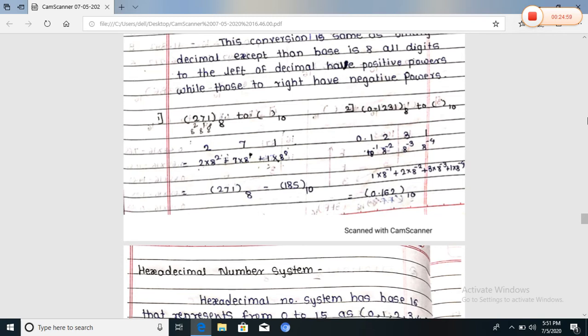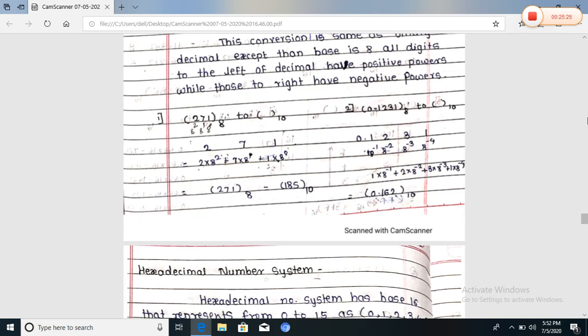For every system the base changes. So this base is 8, so multiply by the base. The first digit 1 is 8 raised to 0, 7 is 8 raised to 1, and 2 is 8 raised to 2. So the number is 2 into 8 raised to 2 plus 7 into 8 raised to 1 plus 1 into 8 raised to 0. These powers are positive.